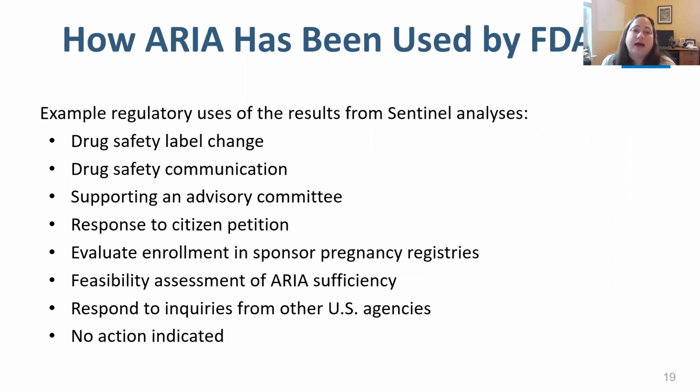Okay, so how have we actually used it at the FDA? What actions might we take? Probably the most obvious ones are a label change, adding new information to a label, or a drug safety communication that goes out to healthcare providers or patients. Sentinel analyses have also been used to support advisory committees. There have been a number of presentations at advisory committees that included Sentinel data. Citizen petitions are submitted to the agency requesting information or requesting the FDA take an action, and information from ARIA analyses has been used to respond to those.